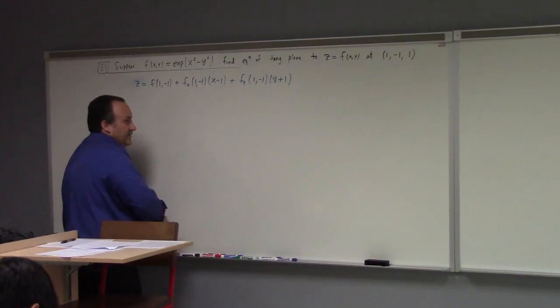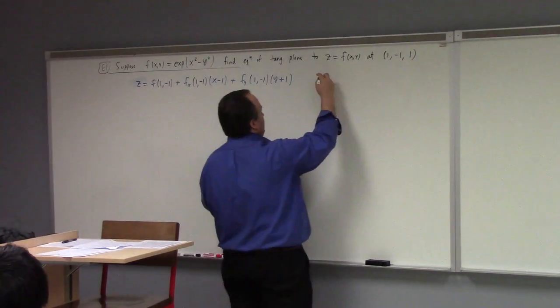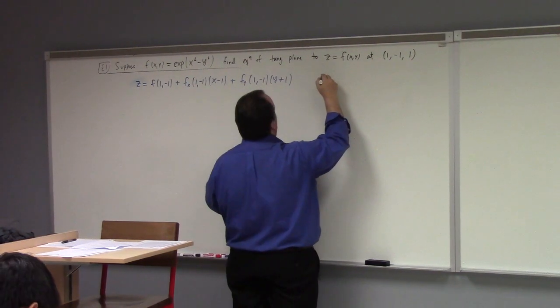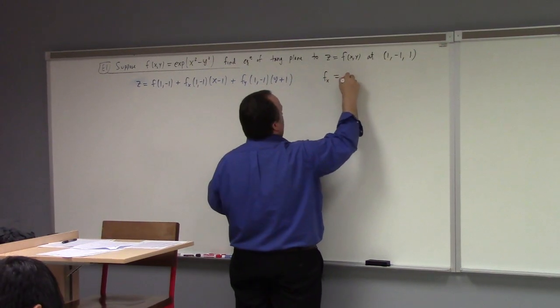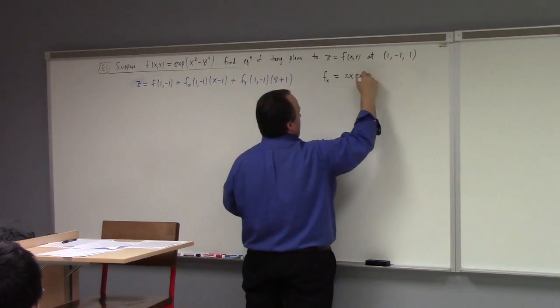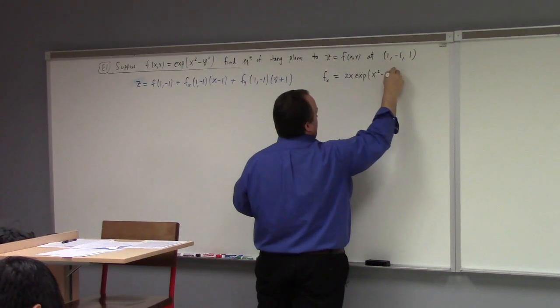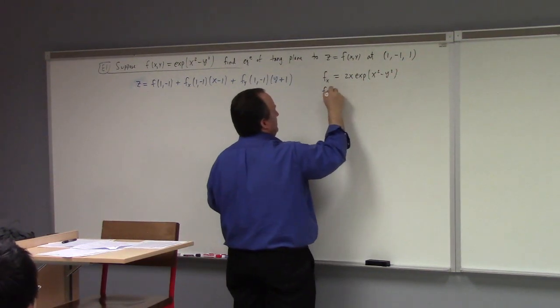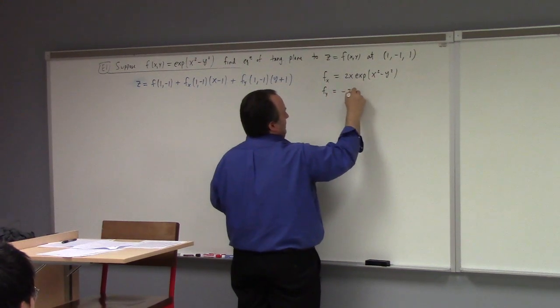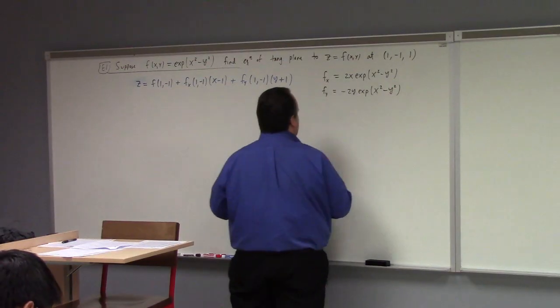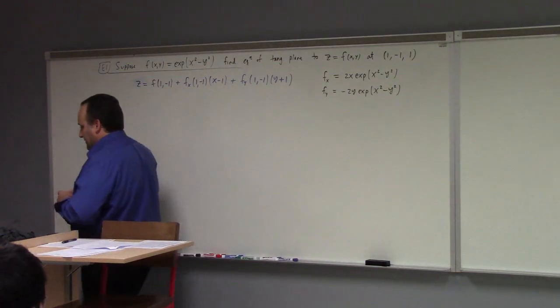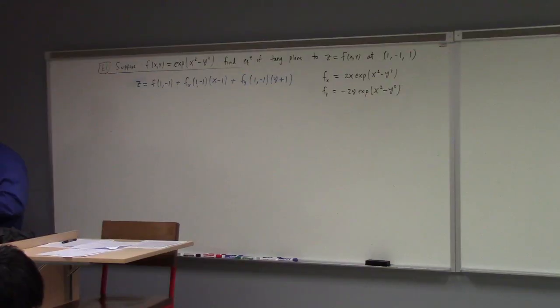Now, I kind of like the gradient notation just as a means of, well, my bad. I'll make up my mind eventually. So f sub x is 2x exponential of x squared minus y squared, right? And f sub y is what? Minus 2y exponential of x squared minus y squared. Why is there a 2x and why is there a minus 2y in front of the exponential there? These are the chain rules, right? Respectively with respect to x and y here.